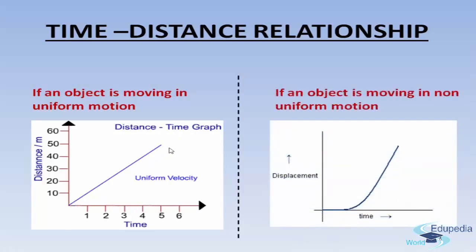Whereas if we consider a case wherein the object is moving with non-uniform motion, that is unequal distances in equal intervals of time, in that case also, if we take time on the x-axis and the distance or the displacement on the y-axis, then the graph that we are going to get is again a similar graph. The only difference is that this graph is not going to be a proper linear graph like it was in the case of a uniform motion, but it's going to not start from this point 0. This is for a non-uniform motion.